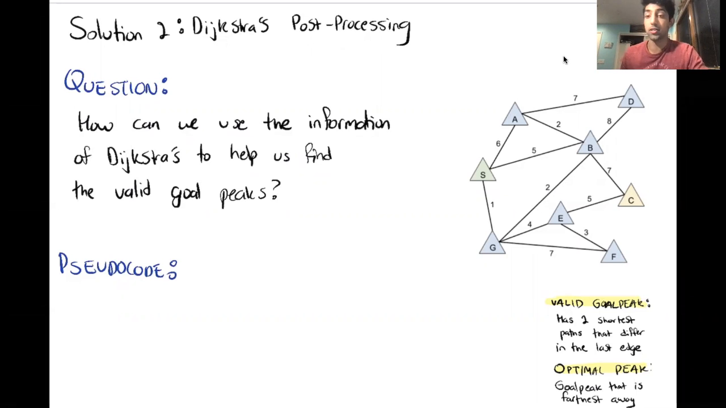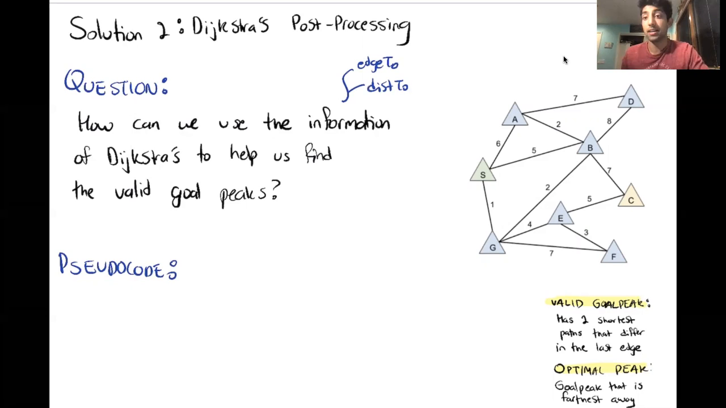So naturally, the first question I have for all of you watching is how can we use the information of Dijkstra's to help us find the valid goal peaks? And what is the information of Dijkstra's? Recall there's two things we get out of Dijkstra's. We get an edge 2, and we get a distance 2. So using both of these two things, how can we determine if a peak is a valid goal peak? Pause the video if you haven't had a chance to think about that already.